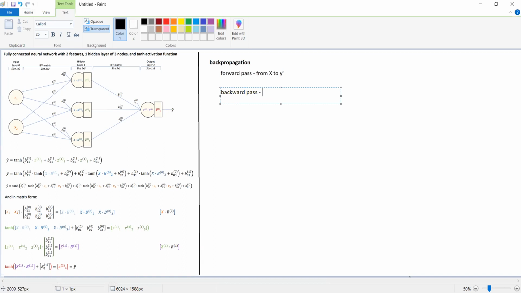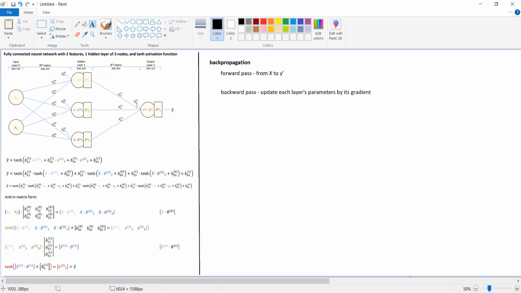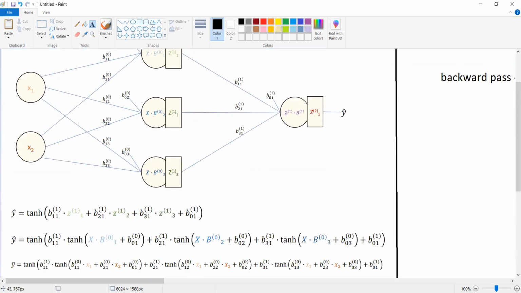The backward pass is we update each layer going backwards. So the last layer is updated first. We update each layer's parameters by its gradient. Should I write explicitly the derivative of the loss function with regard to each weight? No, we know what gradient is, okay? So essentially, we first only look at this.